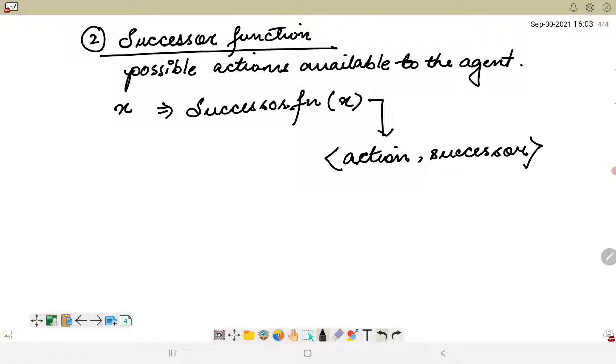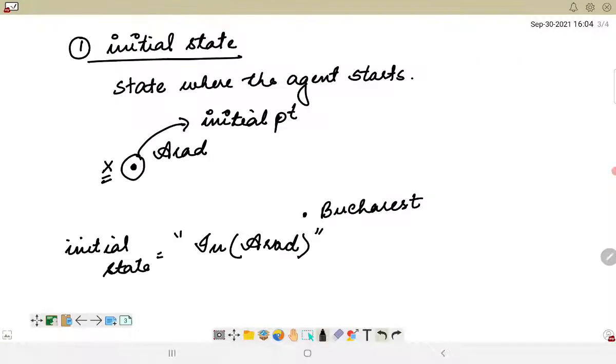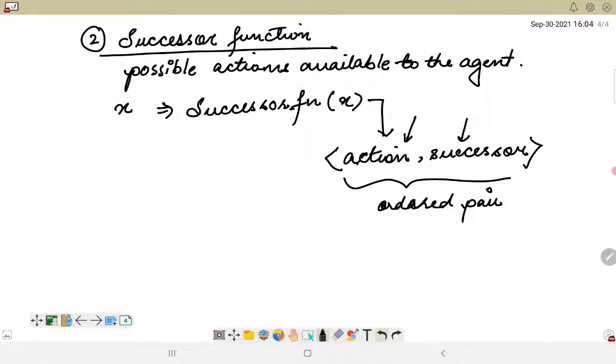Okay, and here this successor function will return an ordered pair of components, which has the action and the successor. So if this agent that I'm talking about initially starts from Arad, the successor function for this particular problem would be returning something like this.